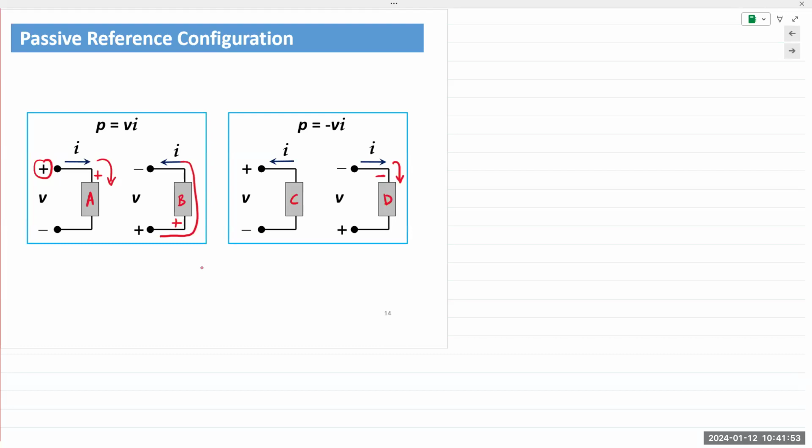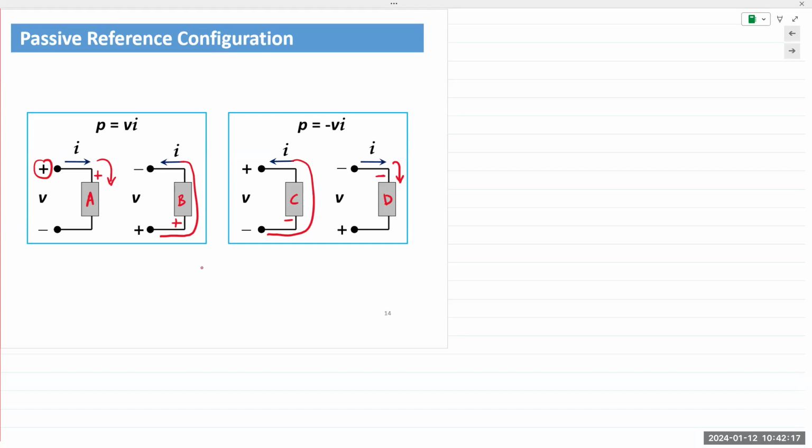So the power equation we would use is P equals VI. Make sense? And the same thing for C. You extend the arrow for the current. Current is entering the negative terminal and leaving out of the positive terminal. So power is negative. We use the equation P equals minus VI.